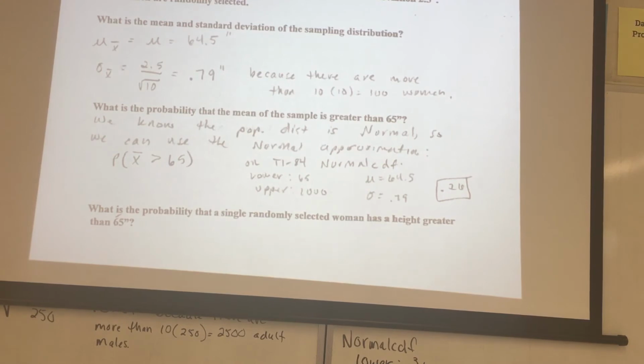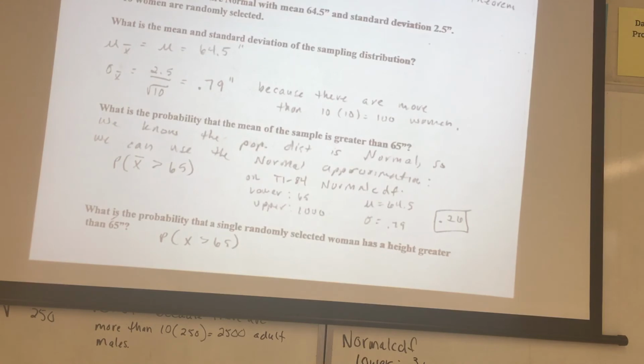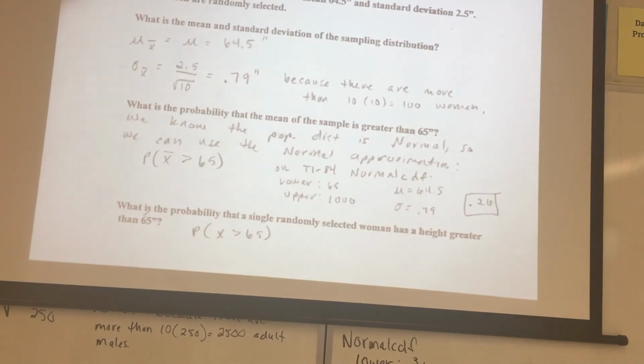So right now, I would like you to find the probability that a single person, not X bar, is greater than 65 inches tall. Is that like binomial CDF? Nope, still normal. Population was normally distributed.